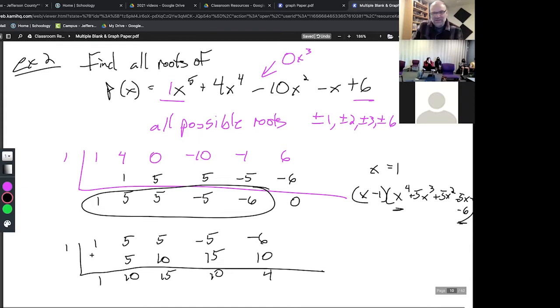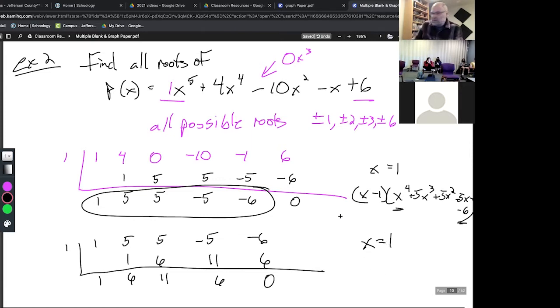Okay, so we get a remainder. So x equals 1 is only a factor 1 time. Okay? I think I did something wrong here. Oh yeah, this should be 1. So let me scoot back. Multiply 1 times 1, and then add, multiply, add, multiply, add, multiply, add. Okay, so here's another root. So x equals 1 twice, which means 1 has a multiplicity of 2.